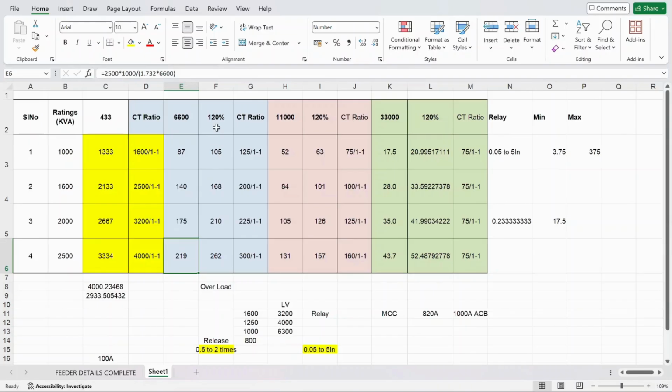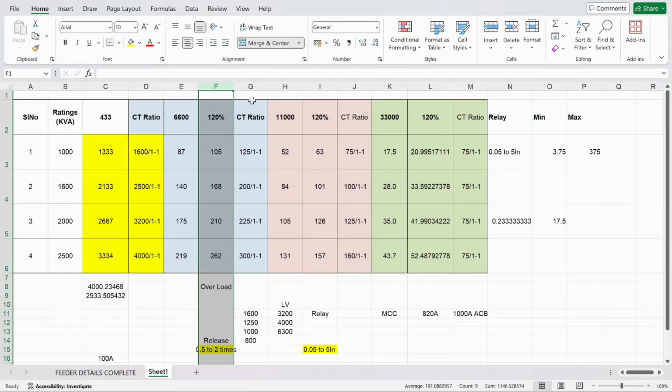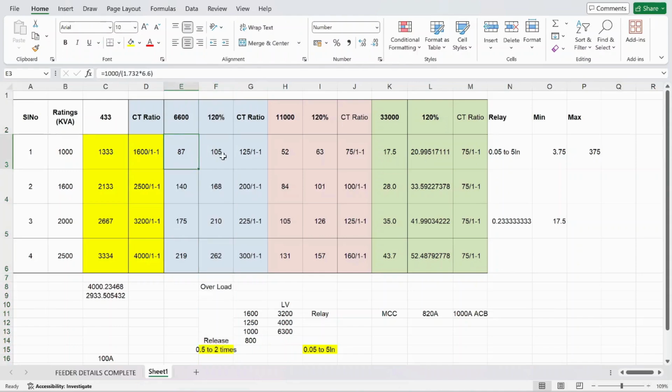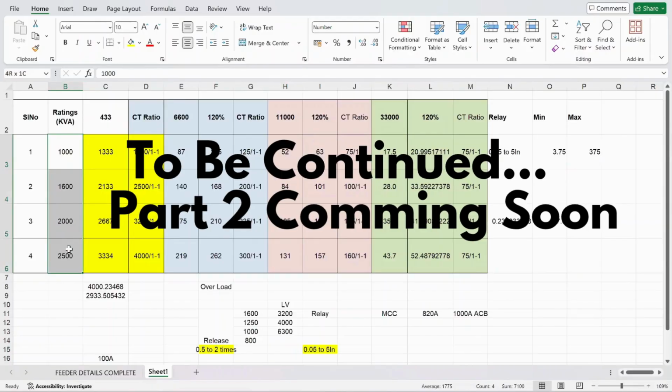Here you need to consider 10 to 20% extra. Why do you need to consider extra? This is basically to calculate the CT ratio. Multiplying the full load current by 10 or 20% gives 105, 168, and accordingly I will select. You can also select 120 or 110, but as standard I selected 125, 200, 225 and 300 amps. At 11 kV, it is 52, 84, 105, 131 for these transformer ratings.